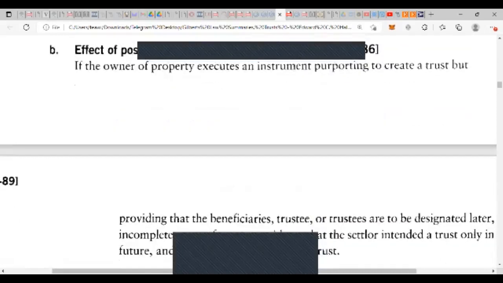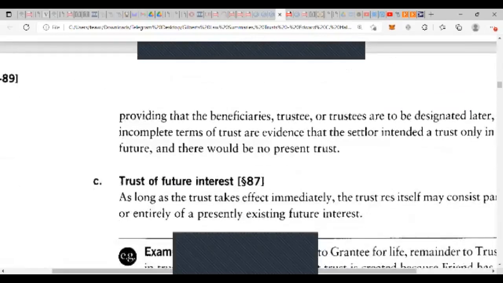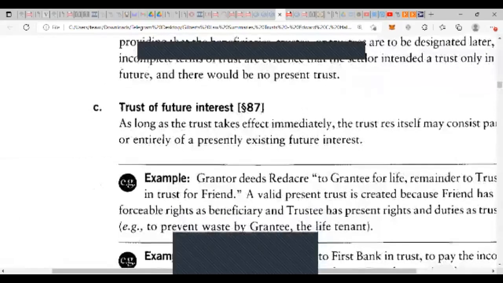If the owner of property executes an instrument purporting to create a trust, but providing that the beneficiaries, trustee or trustees are to be designated later, incomplete terms of trust are evidence that the settler intended a trust only in future, and there would be no present trust. Trust of future interest, Section 87.